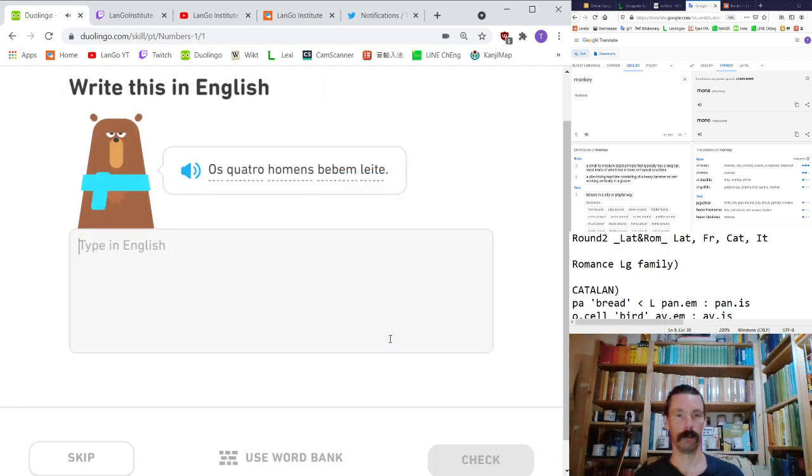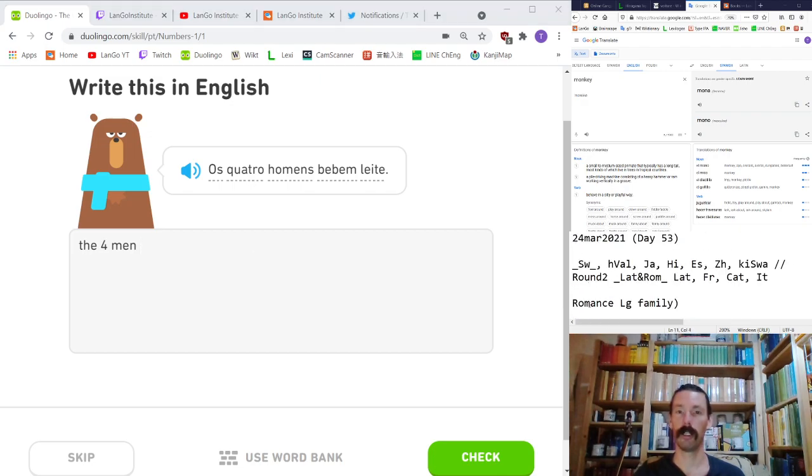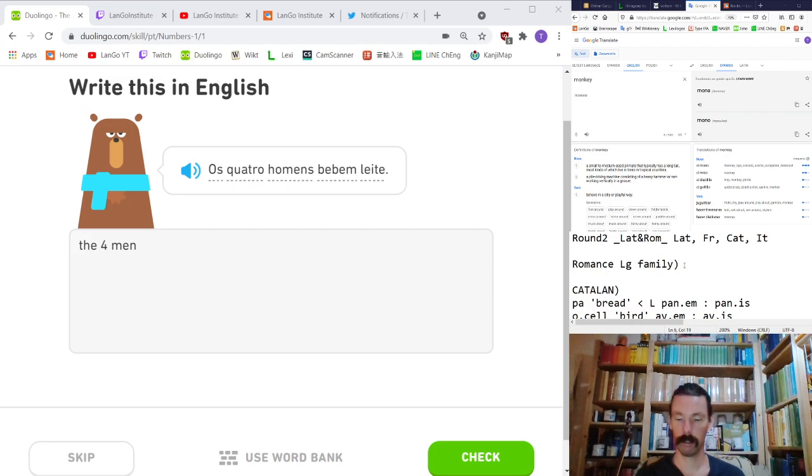Os quatro homens bebem leite. Os is the outcome of illos. Those over there. Those four men. The four men. Bebem. This is beben in Catalan; in Portuguese, we have bebem. And the M is not really an M. It's an incompletely sealed nasal, generally, is my impression.